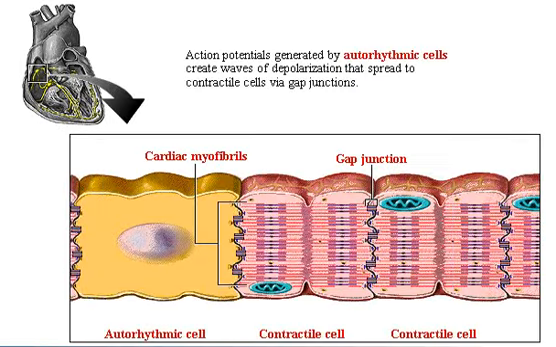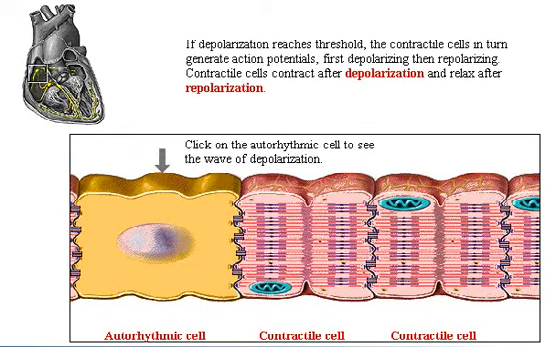In this magnified view of the heart, we see an autorhythmic cell adjacent to several cardiac contractile cells. Action potentials generated by autorhythmic cells create waves of depolarization that spread to contractile cells via gap junctions. If depolarization reaches threshold, the contractile cells in turn generate action potentials, first depolarizing, then repolarizing.